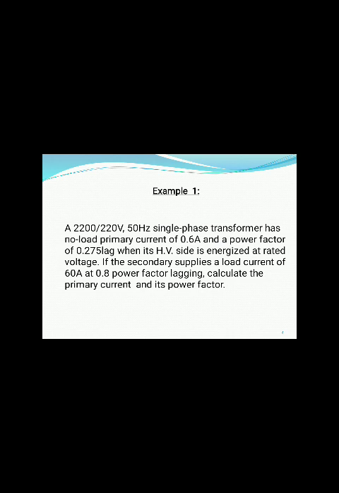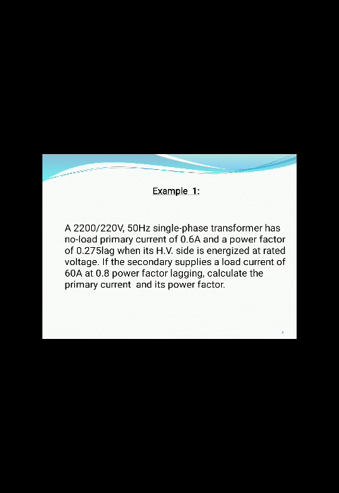If the secondary supplies a load current of 60 amps at 0.8 power factor lagging, calculate the primary current and its power factor.